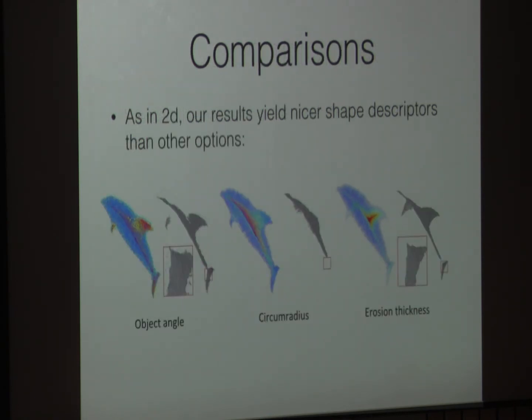As in 2D, we get nicer comparisons, so you can lift object angle or circumradius, and again, the same problems happen. The dolphin over there, if you just threshold by object angle, is messy and disconnected. Circumradius, it's going to cut, and that's the lambda medial axis essentially, so that's going to cut off features which we would consider important in the shape analysis. So erosion thickness is able to sort of keep the whole thing connected and extract core plate-like features wherever they are if you threshold based on values.